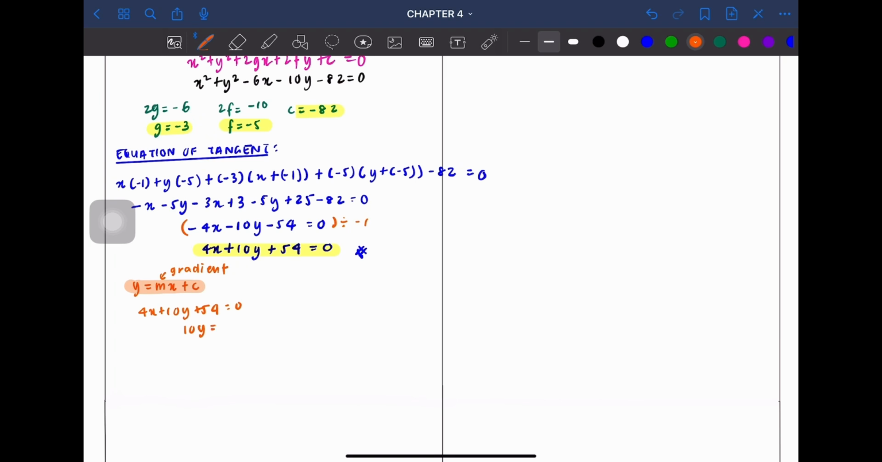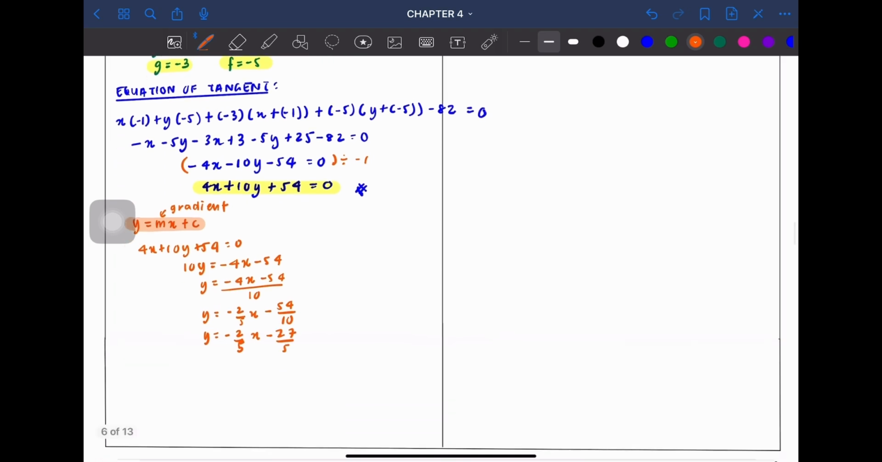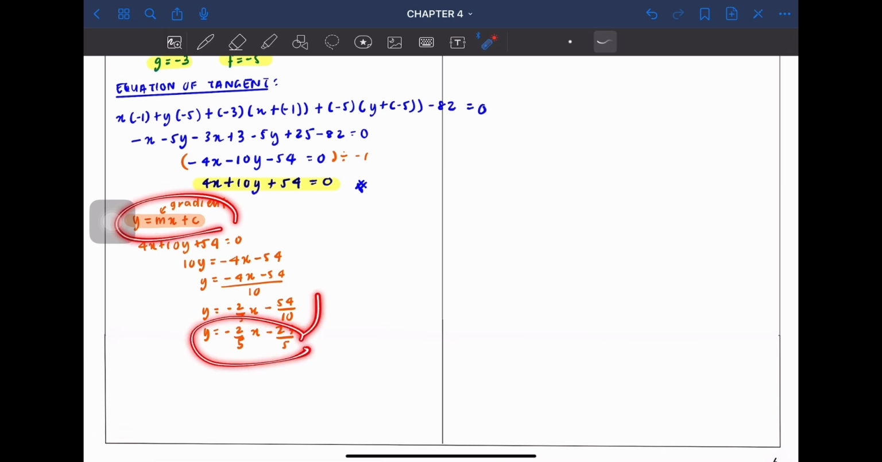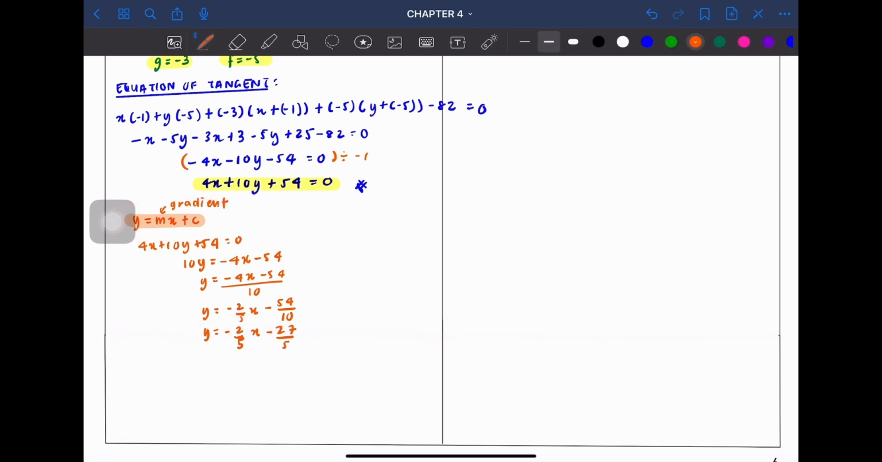So 10y equal to negative 4x minus 54. So y equal to negative 4 over 10. So I simplify, it becomes negative 2 over 5 x minus 54 over 10. So y equal to negative 2 over 5 x, and this one we can simplify, it becomes 27 over 5. Okay, so now we already have the standard form that we want. So what is the gradient? The gradient of the tangent is equal to negative 2 over 5.